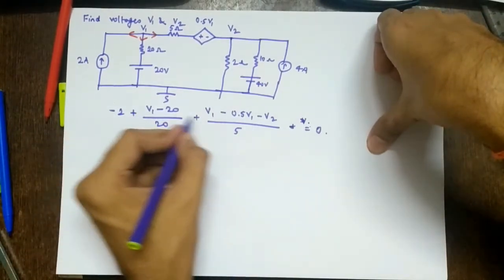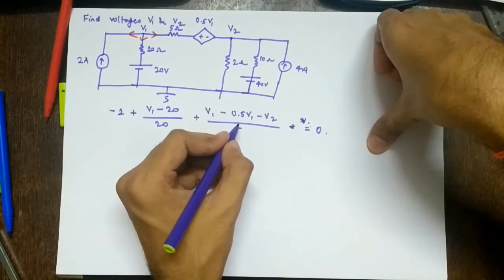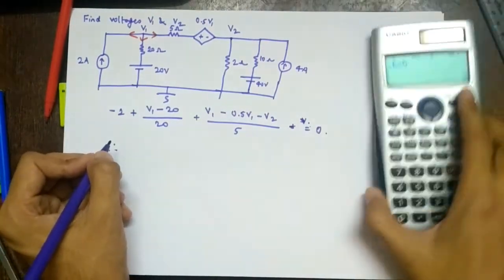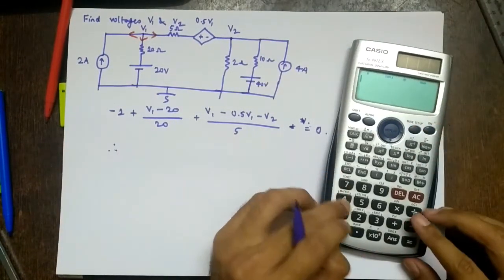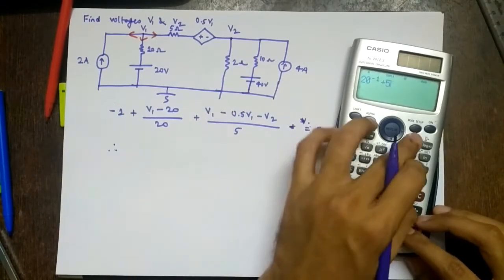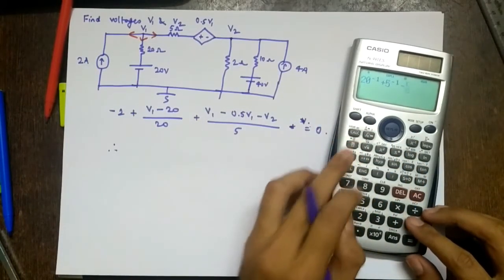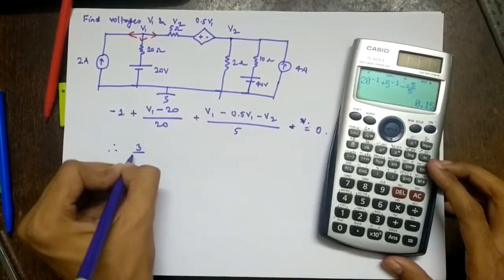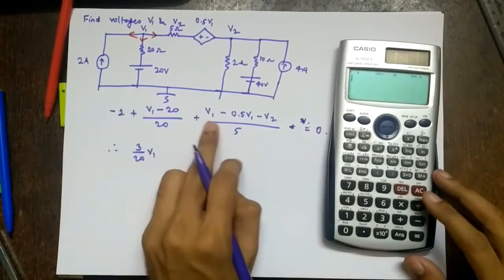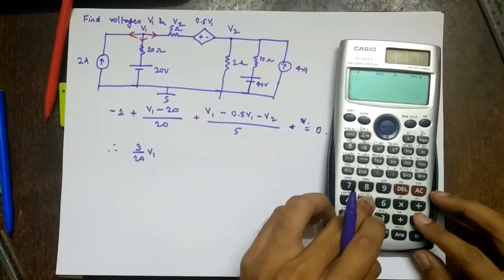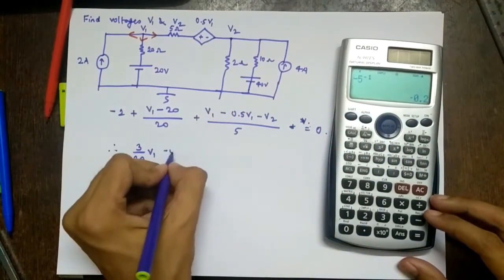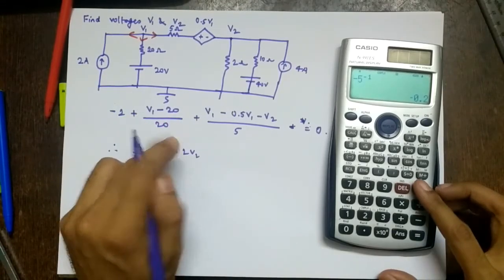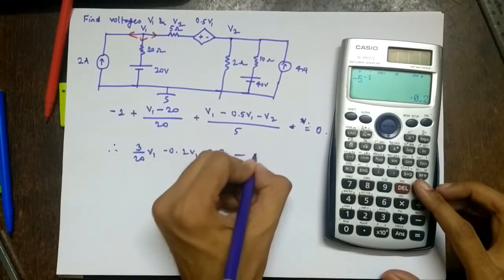So we have two equations, two unknowns. Correct? Yeah. So collect the terms here. So 20 inverse plus 5 inverse minus 0.5 by 5. 3 by 20. So 3 by 20 V1 minus 5 inverse for V2 minus 0.2 V2. Then this is minus 2 minus 20 by 20 minus 1. So here it will be 3. So this is equation number 1.